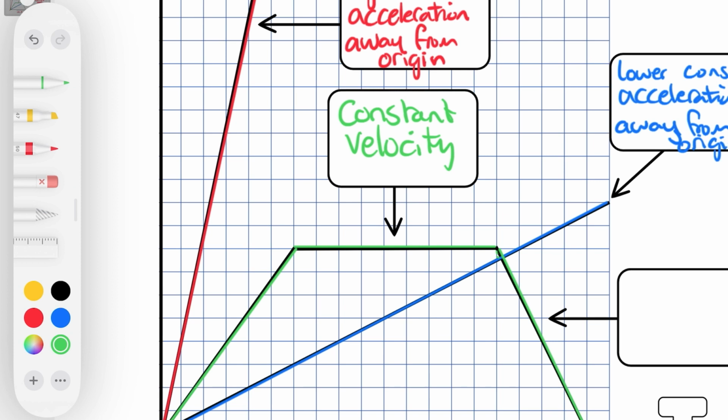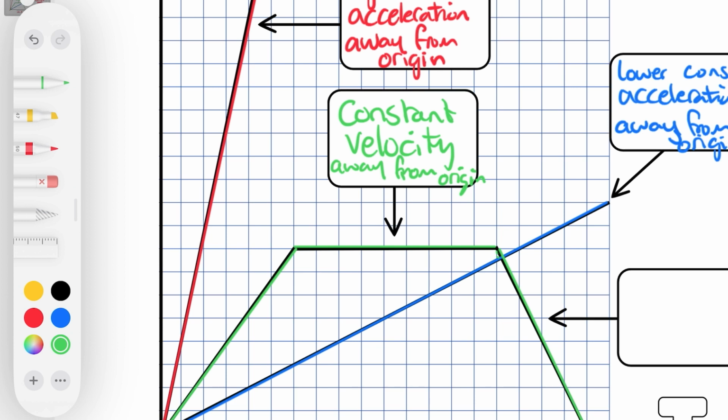Okay, and in this case, we can assume that these are positive numbers, so we could say away from origin if we wanted to. Let's put that in, away from origin. Okay, but that is constant velocity.